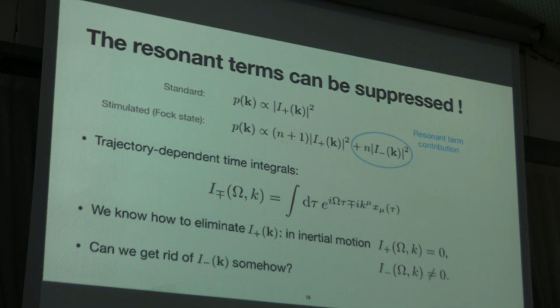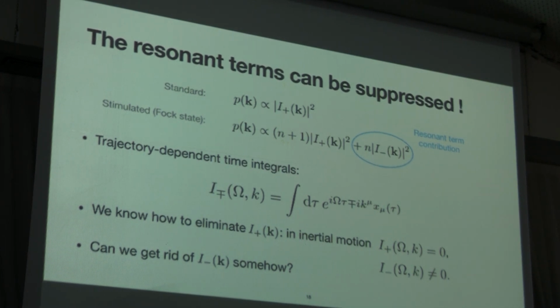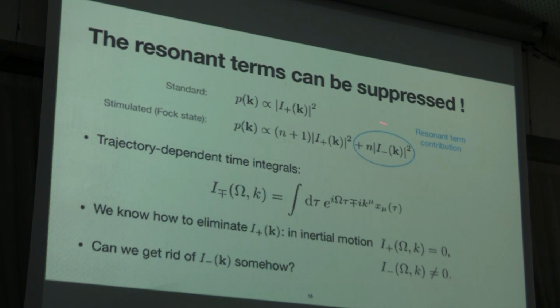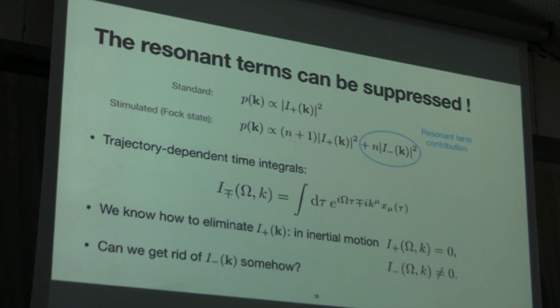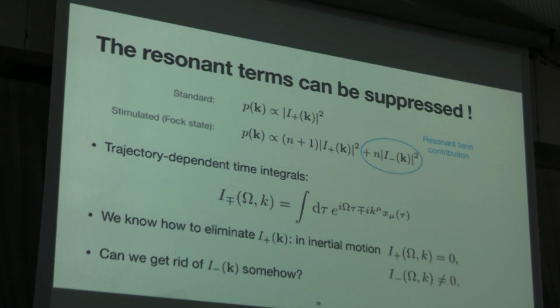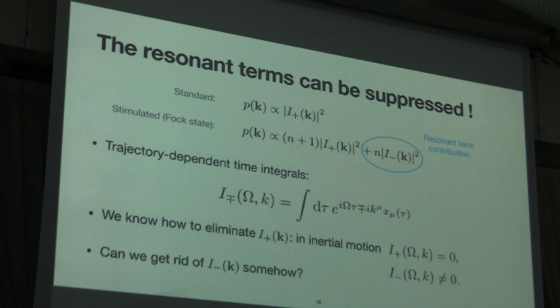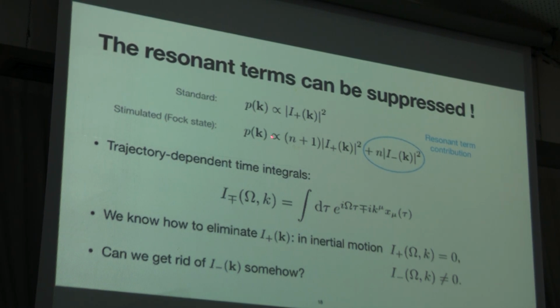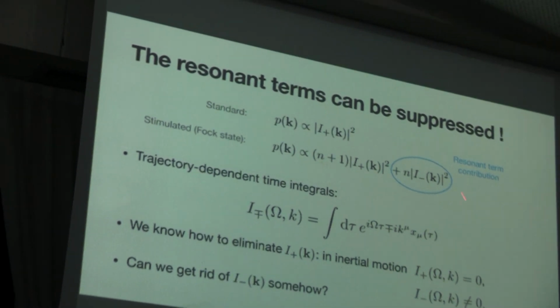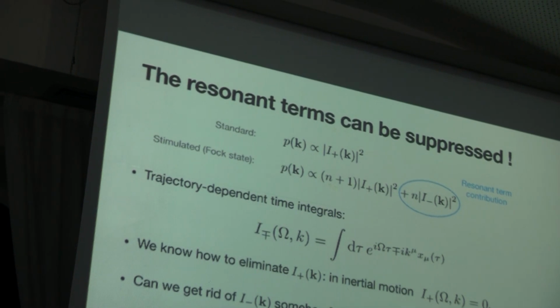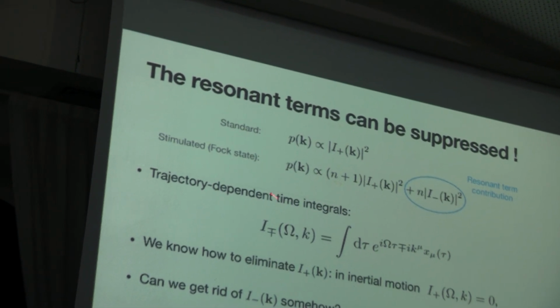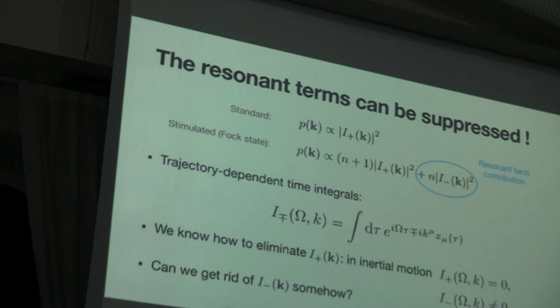Okay, so we just saw we can stimulate the Unruh effect, that's great, but we got this nuisance term that comes from the resonant interactions. And that's boring because we see it all the time, so we want to get rid of it. And the insight into how to get rid of the resonant term contribution comes from these I minus plus time integrals.